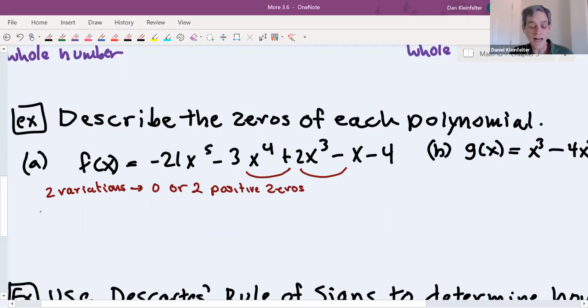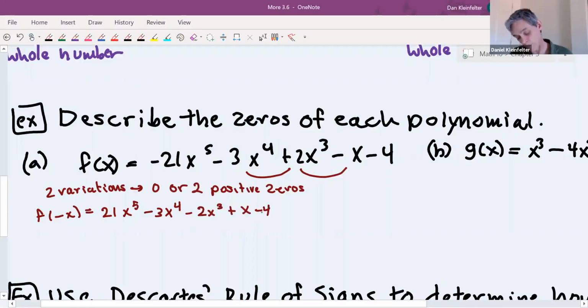Okay, now we want f of minus x. That will be plus 21x to the 5th minus 3x to the fourth minus 2x cubed plus x minus 4. Here I've replaced x by minus x and simplified a little bit. Positive 21 to negative 3, stays negative, back to positive, and then back to negative. So here there are 3 variations in sign.